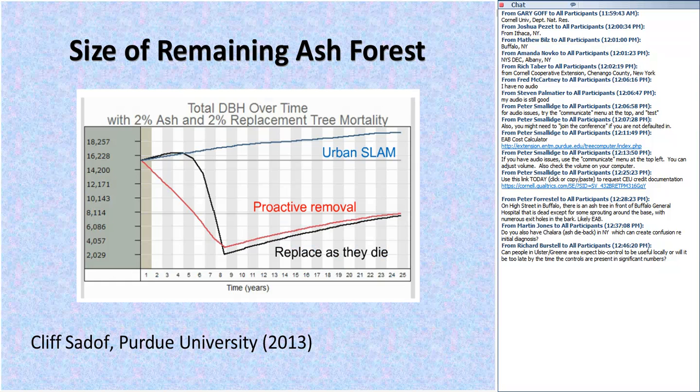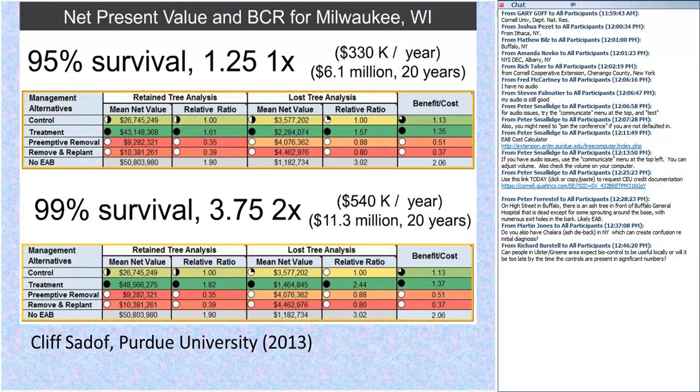If you look at Cliff Sadoff's model, here you can see the urban canopy just keeps growing over time, whereas if you let the emerald ash borer have its way, you've lost a lot of your canopy, over half your canopy, very quickly.